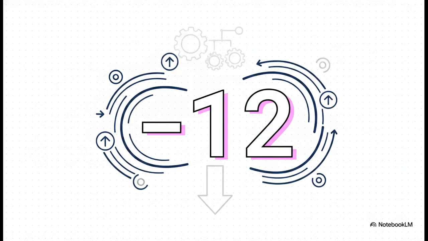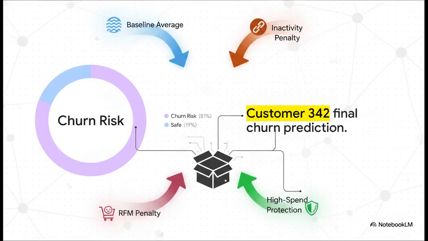But wait, the risk isn't entirely one-sided here. Their historical high spend of 12,000 rupees acted as a really strong protective factor. It actively grabbed that risk and pulled it back down by 12 points. So when you add all these contributing forces together, the baseline average plus the inactivity penalty plus the RFM penalty minus that high spend protection, the math perfectly aligns to that terrifying 81% final churn prediction. Boom. The black box is officially open. You can look your manager in the eye and tell them exactly what happened.